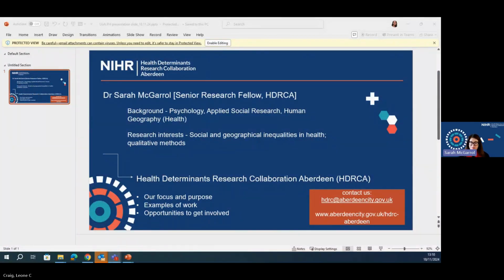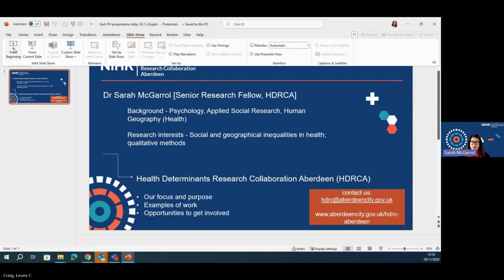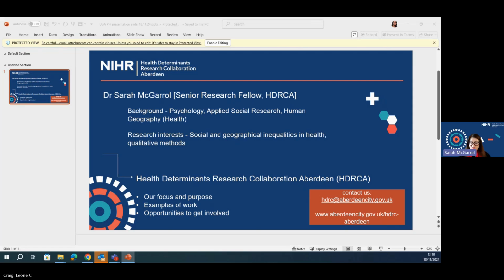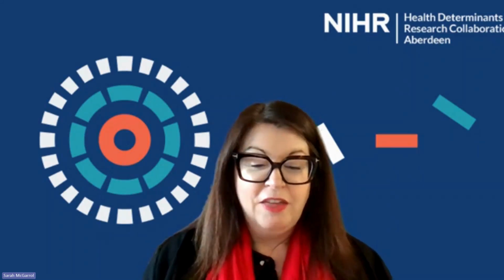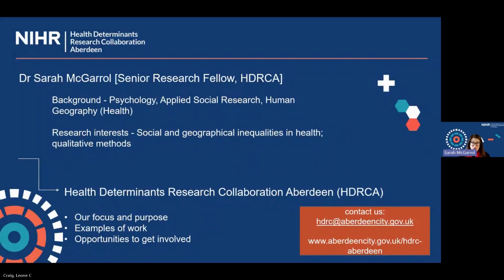I'm going to give you a little bit of background and outline my research interests before discussing my current role. I have an academic training in psychology, followed by a master's in applied social research. And after teaching English as a foreign language in Central Europe, and after a series of fixed-term research roles, I returned to academia to read for a PhD in human geography at the University of St Andrews at the ripe old age of 30. And that was only last week, obviously.